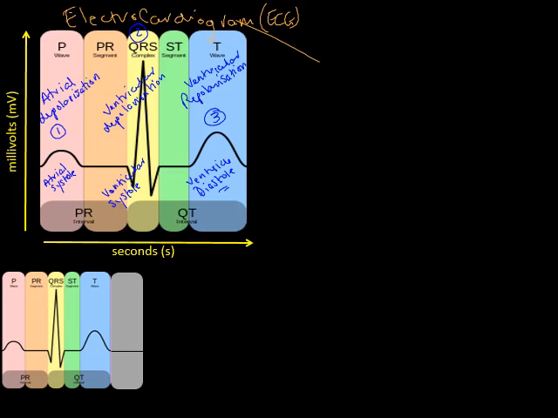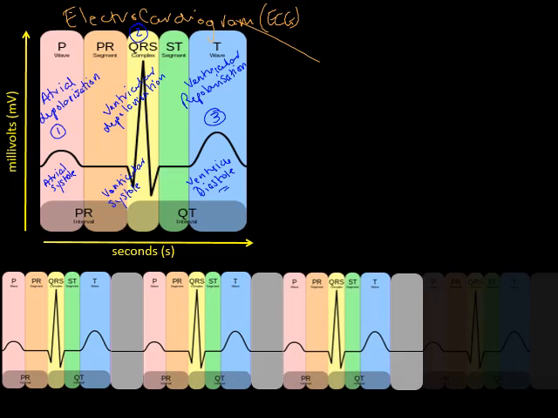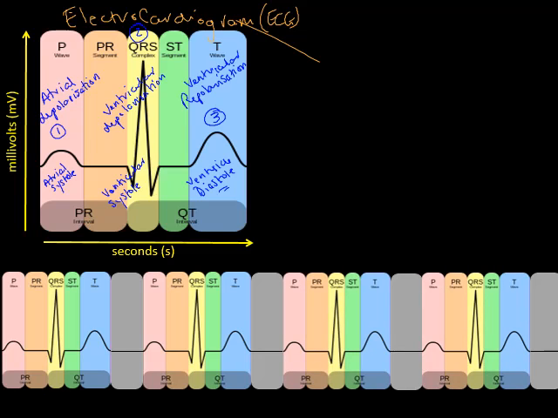Now, if we look at a single ECG trace, we can actually see that these peaks are repeated at regular intervals, and this ECG trace shows the heartbeat over time. So this is a nice regular healthy heartbeat.